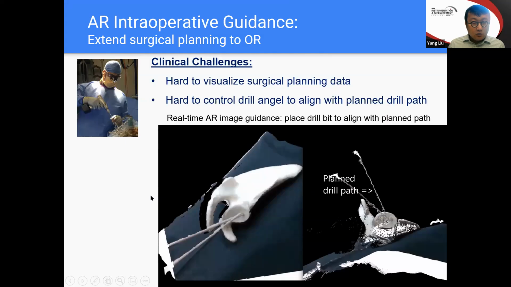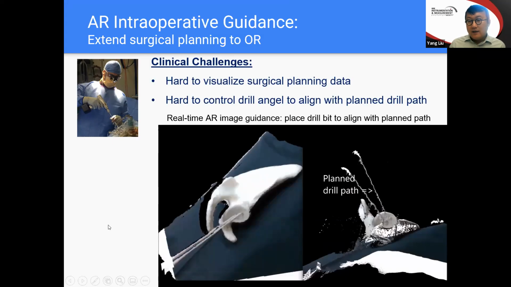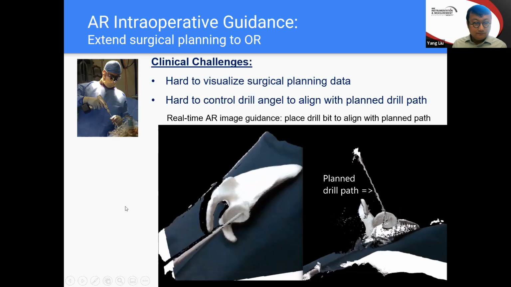The next goal we had is to seamlessly integrate surgical planning with surgical navigation. This video shows how we can monitor the position of a tool and make sure it aligns with the planned drill paths. This way, all the surgical planning data can be ported over into the surgical navigation platform, and the operator will have the feedback in real time.